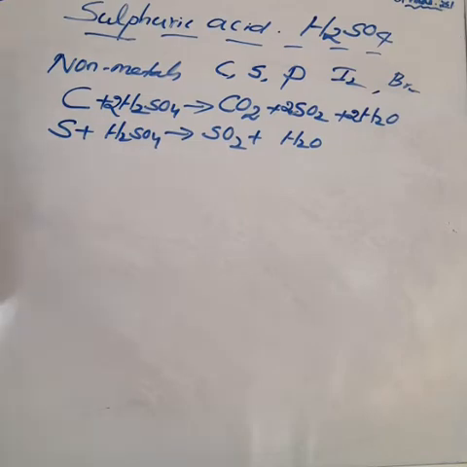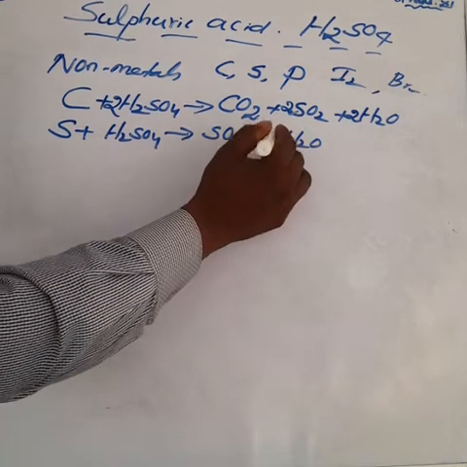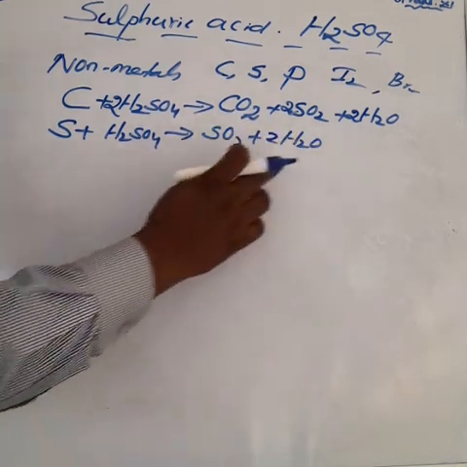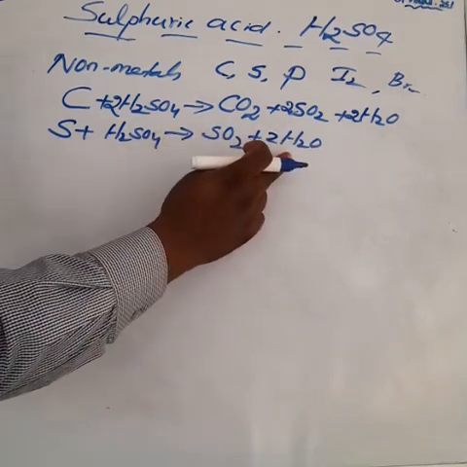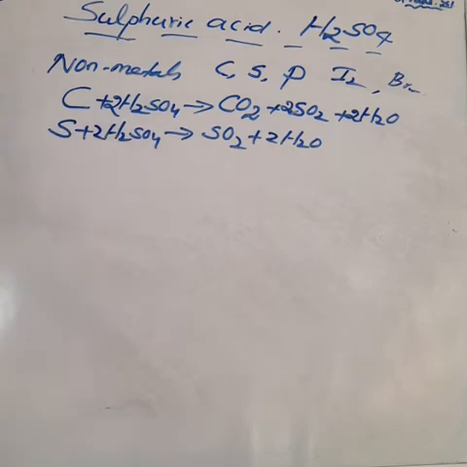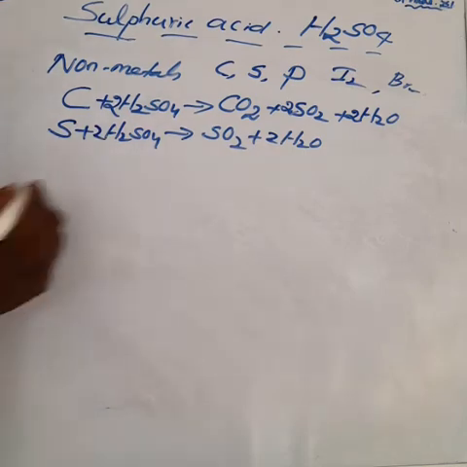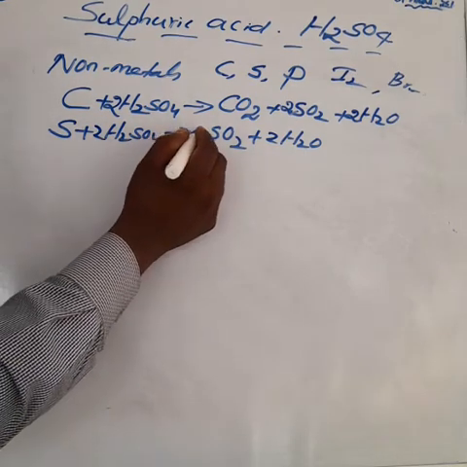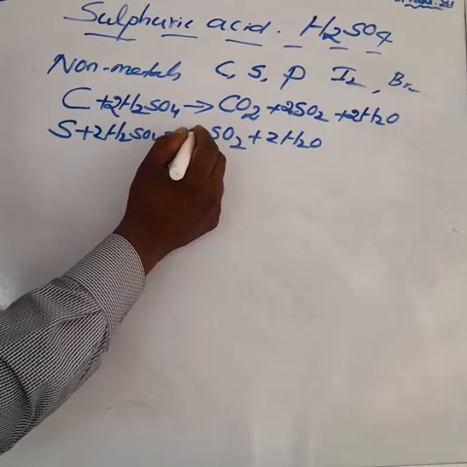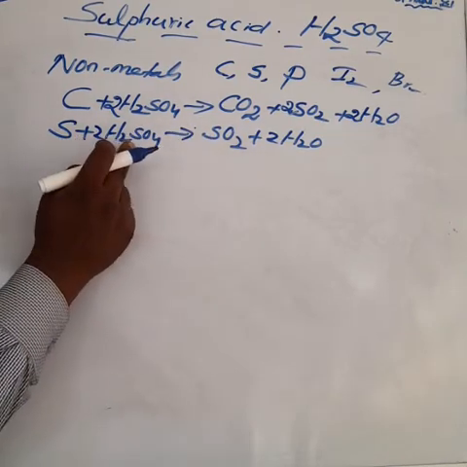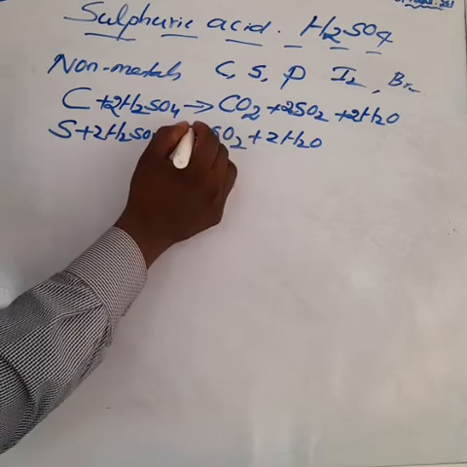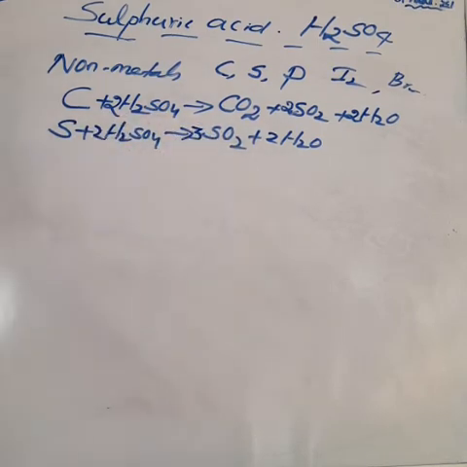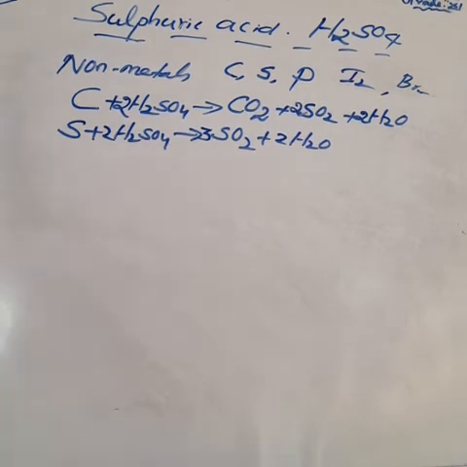So how can you balance the equation? On the product side there is only one oxygen, as water molecules have one oxygen, so make it 2 water molecules. So 4 hydrogen is balanced. What about the sulfur on the reactant side? The reactant side has 3 sulfur, that is 2 plus 1, 3 sulfur, so make it 3 on the product side. Now the equation is balanced.